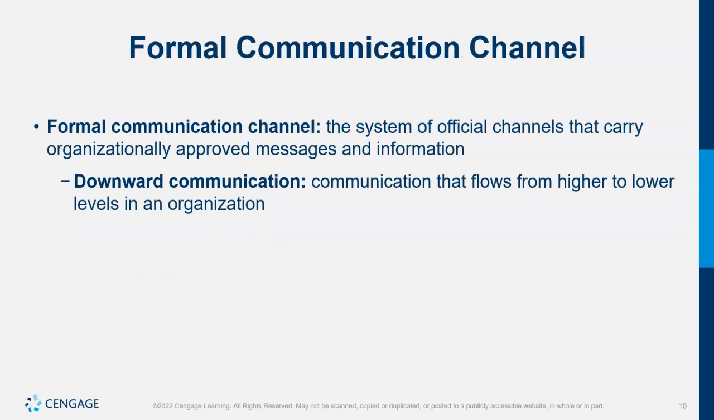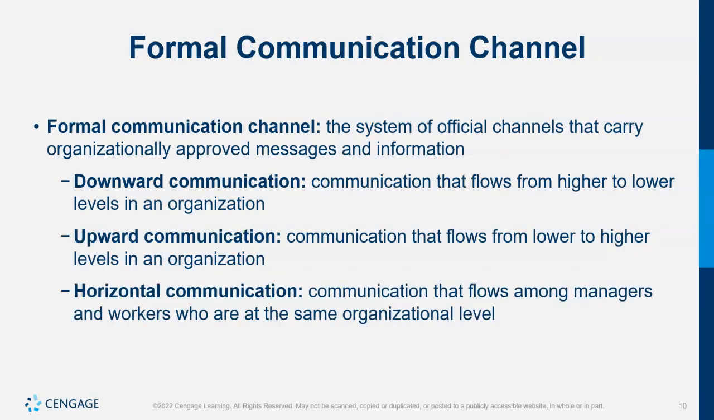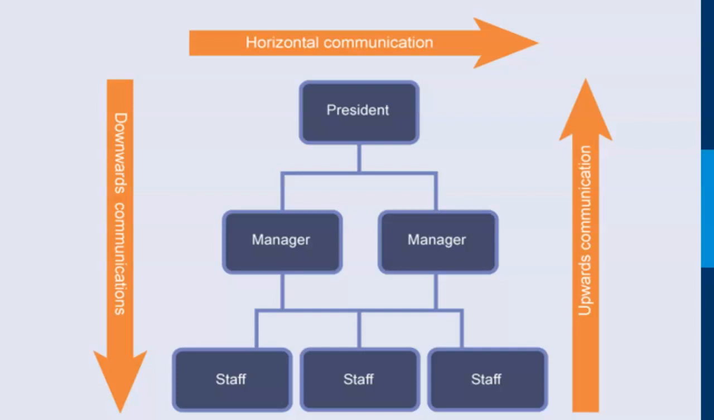Right? So there's different types of communication channels. Formal communication channels include downward communication, upward communication, and horizontal communication. Let's start with downward. Downward communication, I think we're all very familiar with. It starts with the higher levels in an organization and works its way down the organizational structure. Horizontal communication is communication across the same level, so manager to manager or staff to staff.